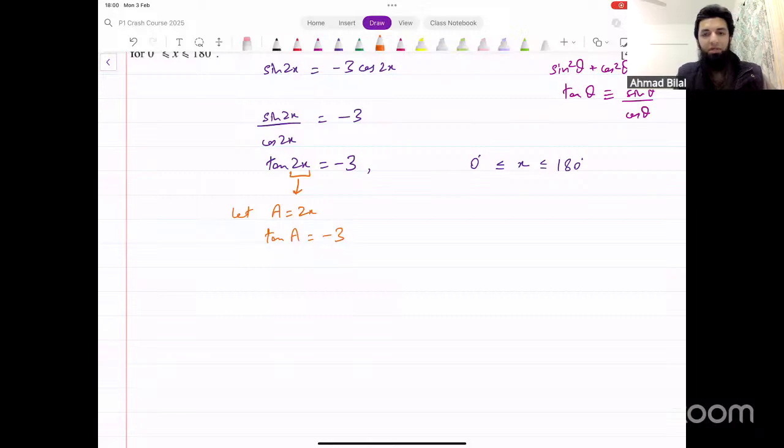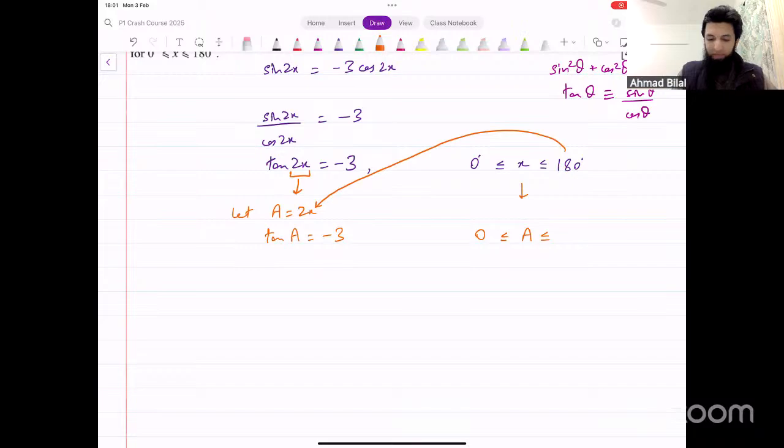Now, when you do this, you also have to adjust this interval. What is the interval going to be? A is between some values. How do you find those values? You input 0 in this. When x is 0, a is equal to 0 as well. When x is 180, what's the value of a that you get from this? 2 times 180, that is 360. So the interval for a, therefore, is from 0 to 360.